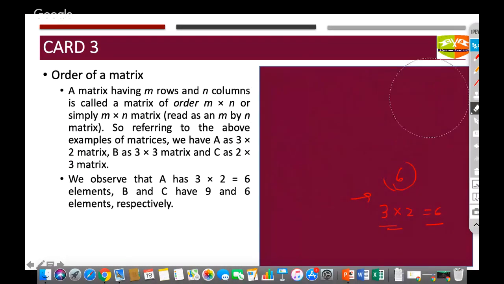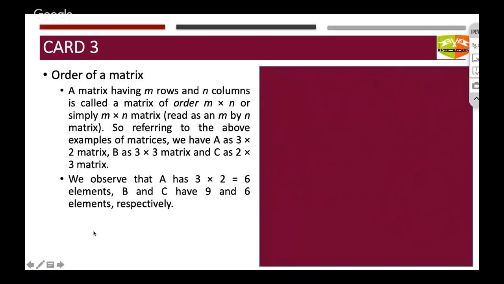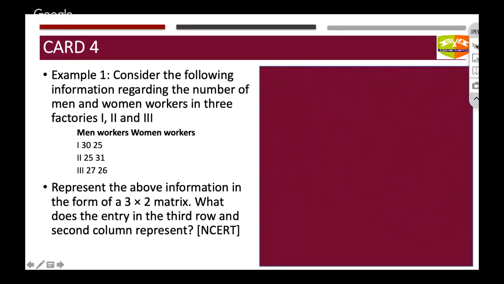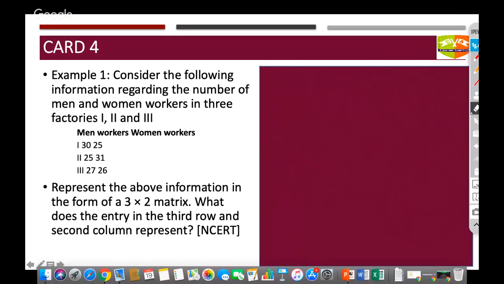Now let me move to some other topic, an example over here. Consider that you have the following information regarding the number of men and number of women. How do you represent it in a 3 into 2 matrix? First of all, it is telling you to represent it in a 3 into 2 matrix, so there would be 3 rows. I'm writing r1, r2, r3, and there would be 2 columns, so I'm writing c1 and c2, and I'm closing the bracket. This is a 3 into 2 matrix.